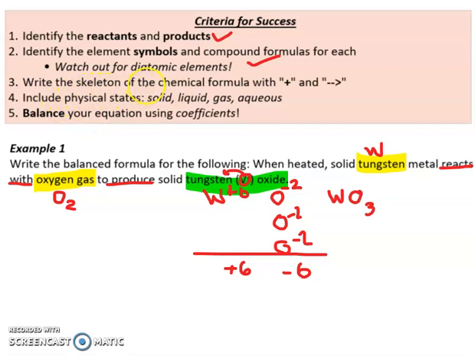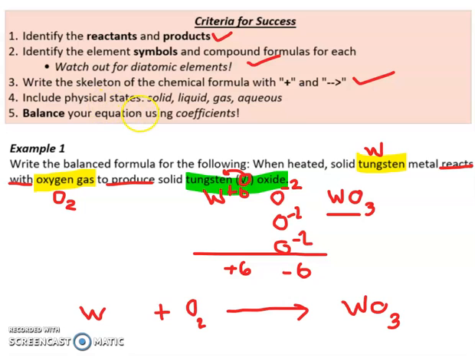Number 3. Write the skeleton of the chemical formula. So my chemical formulas are always going to have something reacting with something, and it's going to produce something. That's my skeleton. So I already said that my reactants were the ones in yellow. So I said that tungsten reacts with oxygen gas, which is O2 here, to form this one, WO3. Boom. That's my skeleton. I put the reactants on the reactant side. I put my products on the product side. I have my plus sign and my arrow. All right, I check mark that.